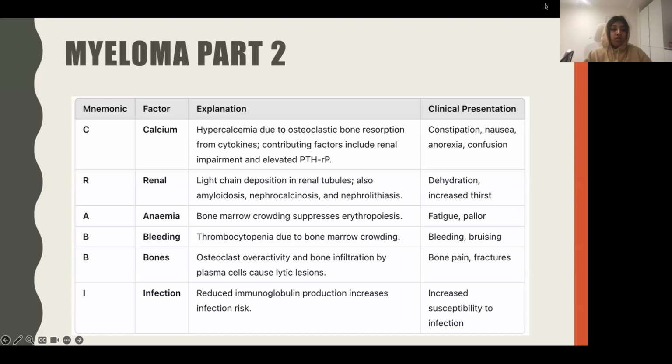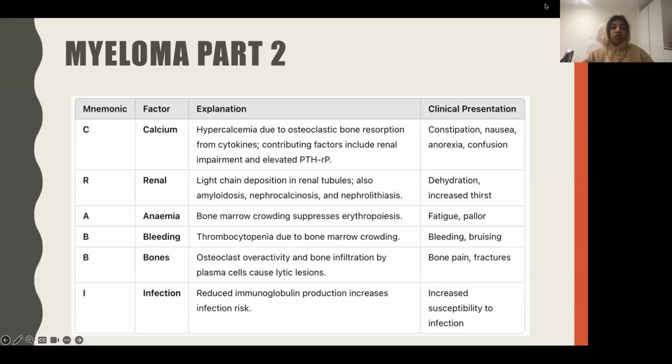A is anemia, so bone marrow crowding suppresses erythropoiesis. Because all the plasma cells are differentiating, it suppresses all the other types of cells, so you get anemia. So you get fatigue, pallor. B is for bleeding. You get thrombocytopenia, again due to your plasma cells overcrowding the bone marrow, and you can't make platelets, so you can get bleeding and bruising.